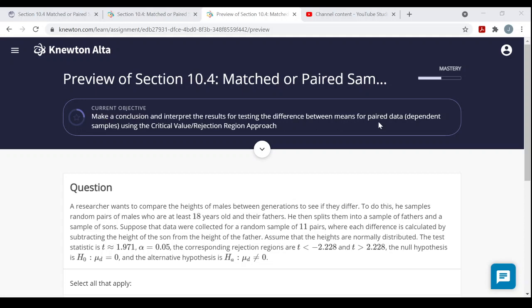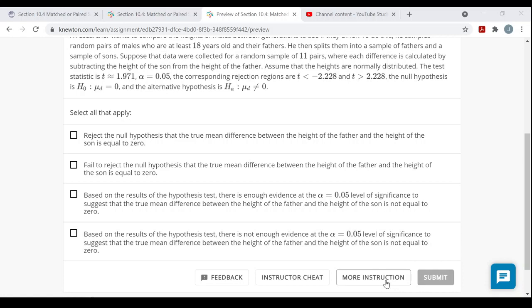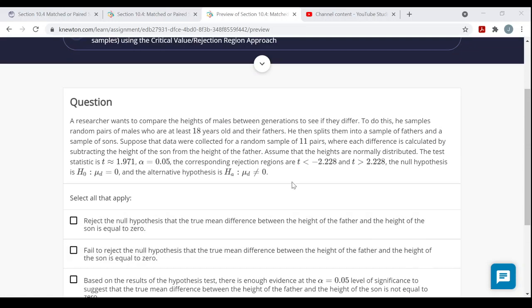If you're still unfamiliar with the topic and want to see more about it, click on more instruction, look at their videos, their notes, their examples, and hopefully those help you.